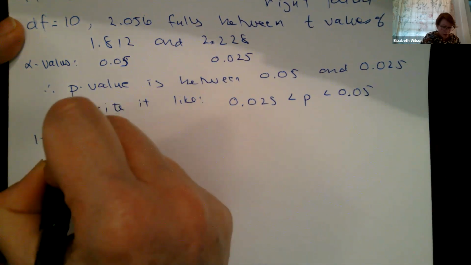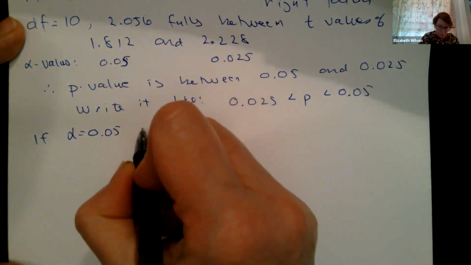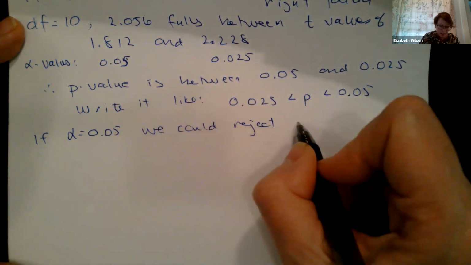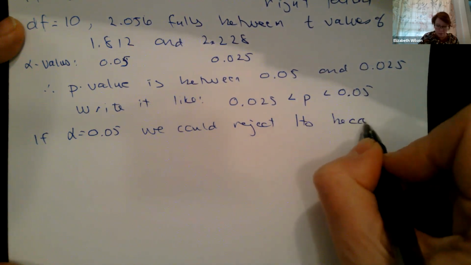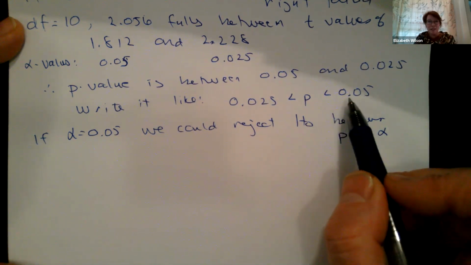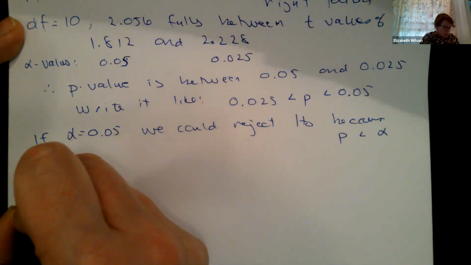So if I say that my alpha level equals 0.05, we could reject the null hypothesis because the p-value is less than alpha. This p-value is less than 0.05. It's not less than or equal to, it's less than.